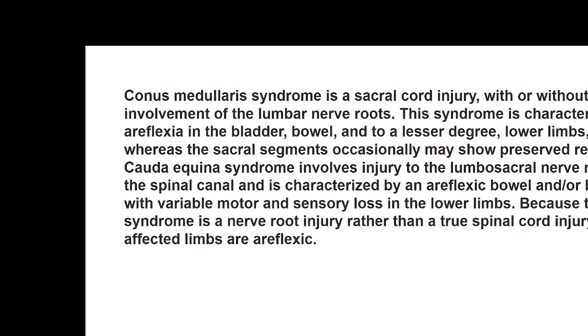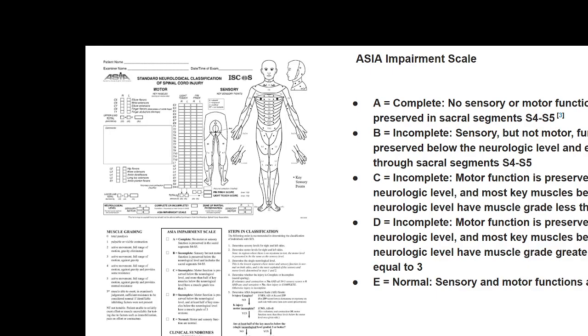Then cauda equina syndrome is where there is injury directly to the cauda equina nerve roots, and it's characterized again by areflexia of bowel and bladder, and motor and sensory loss in the lower limbs is lesser. So conus medullaris and cauda equina are very much similar. Now these are only for the assessment of the nerve injuries, which can predict the prognosis, location of the injury and intensity of the injury.